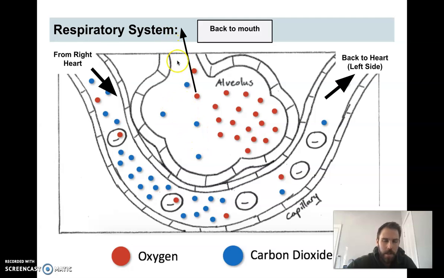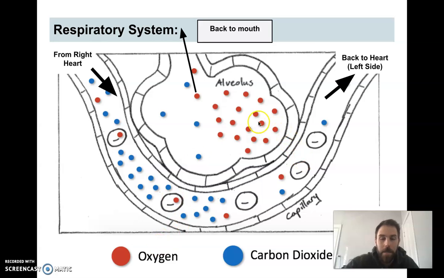Which makes sense. When you breathe in, less than 1% of the air that you breathe in is carbon dioxide. So there's going to be a low concentration here, and there's going to be a high concentration in your capillary because your blood just picked that up from all of your cells of your body from doing cellular respiration, releasing CO2 as a byproduct.